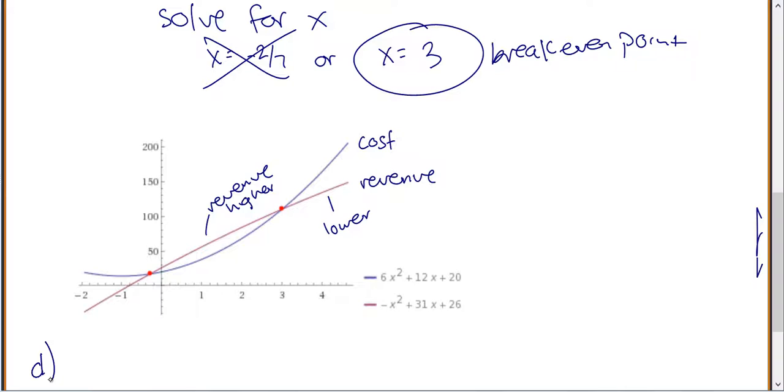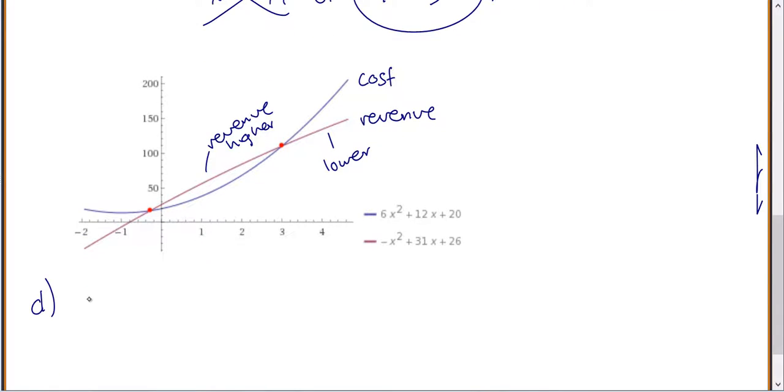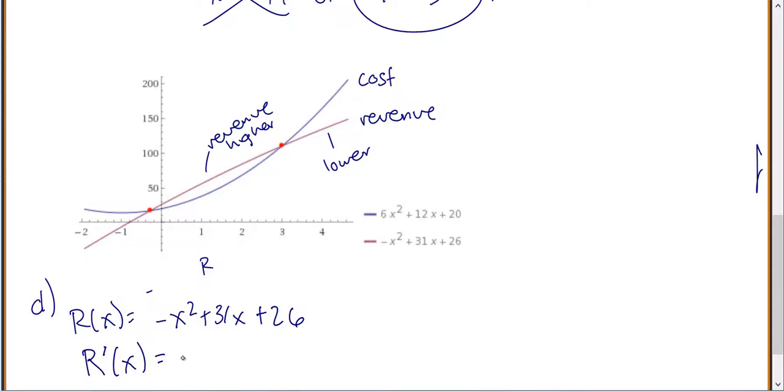And for part D, compare the marginal revenue and marginal cost at the break-even point. So marginal revenue is you take the derivative of revenue, which we haven't actually done yet. And the revenue was negative x squared plus 31x plus 26. So the derivative of that, or the marginal revenue, would be negative 2x plus 31 plus nothing.